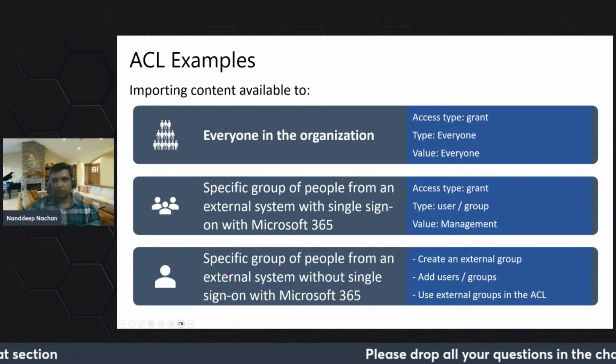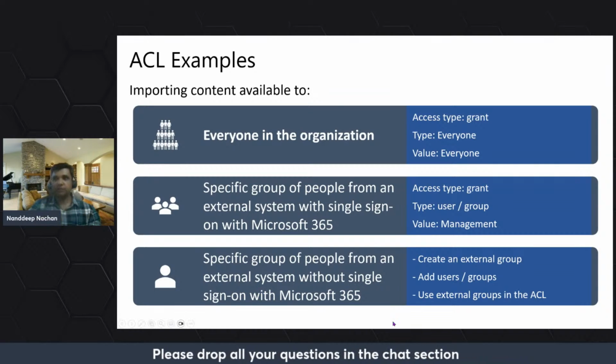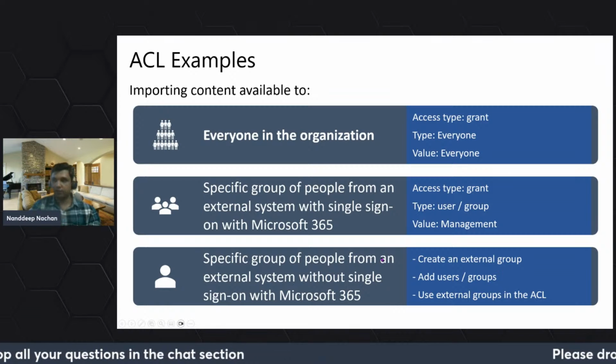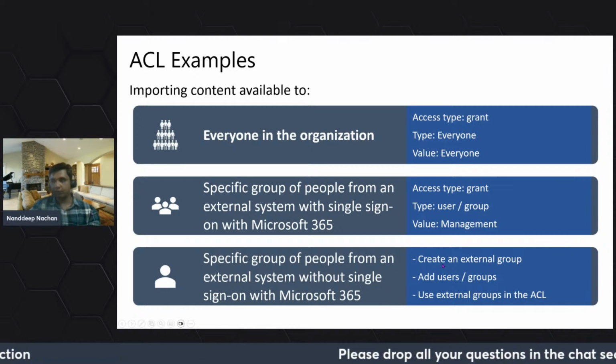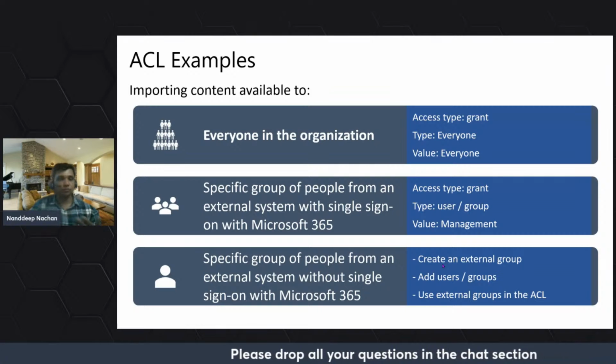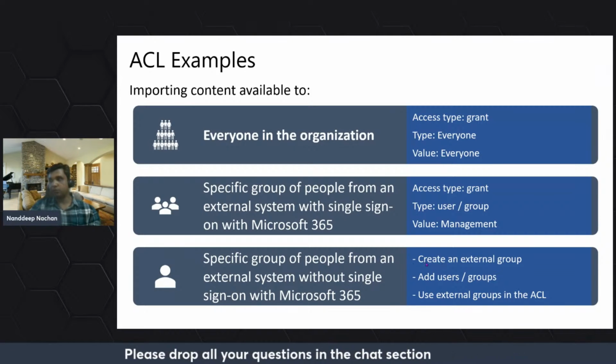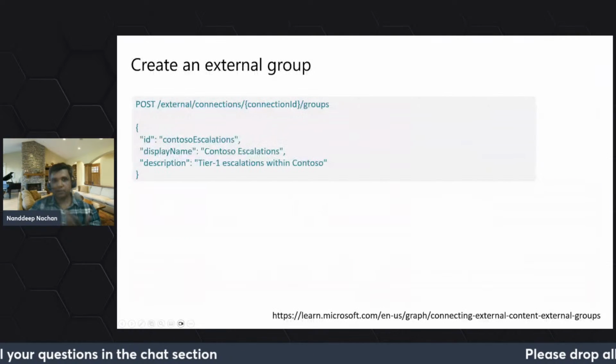Lastly, for example, if you want the content to be available for a specific group of people from an external system without SSO with Microsoft 365, in that case, you first need to create the external group in your Microsoft 365 ecosystem, add the users or groups to that external group, and then you can use the external groups in the ACL. So quickly, let's see how you can do that.